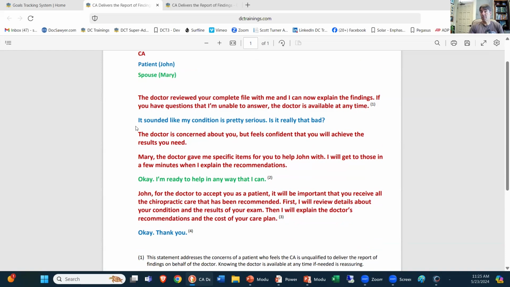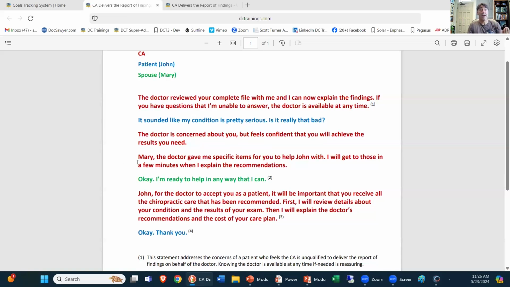So then the patient says, it sounded like my condition was pretty serious. Is it really that bad? Well, the doctor's concerned about you. So again, CAs, you don't have to say yes to that question. You don't have to say, you're doomed. What you can say is, the doctor's concerned, or I'm concerned. And the good news, though, is you're in the right place. We feel confident that we can help you to get the results you need, right? So the doctor's concerned about you, but feels confident that you will achieve the results you need.